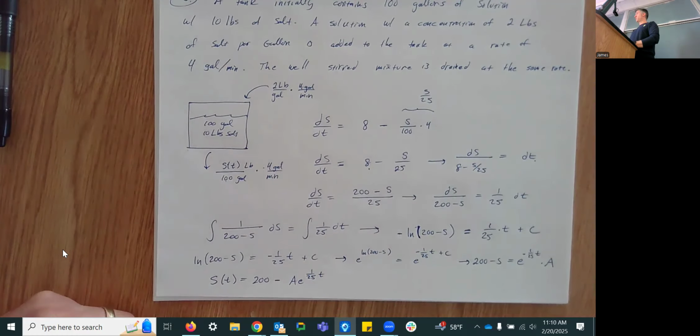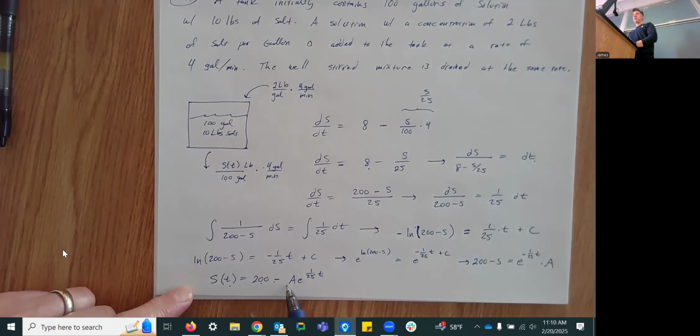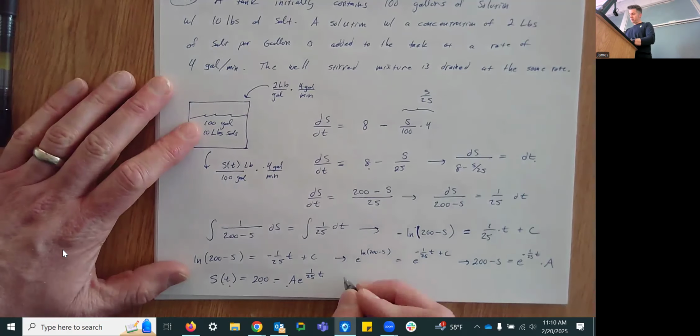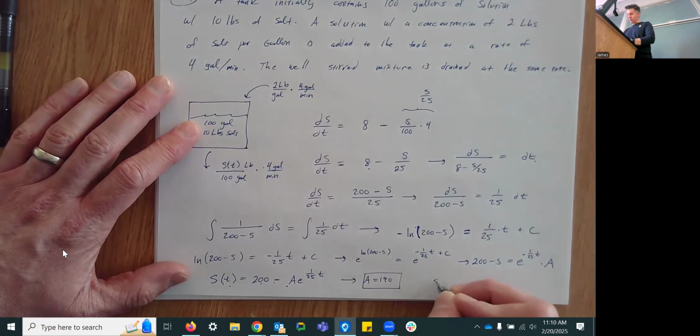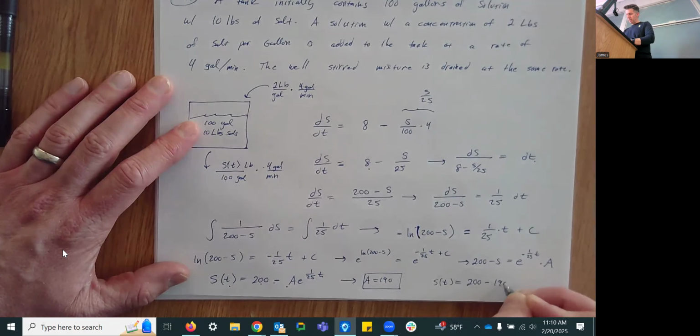Lastly, plugging in our initial conditions. I really feel like we did this one before, but oh well, it's not bad to see it again. Plugging in our initial conditions, if I plug in 0 for t and 10 for s, I have 10 equal to 200 minus a. So a has to end up equaling 190. So you end up getting that our solution is s of t equals 200 minus 190 e to the -1/25t.